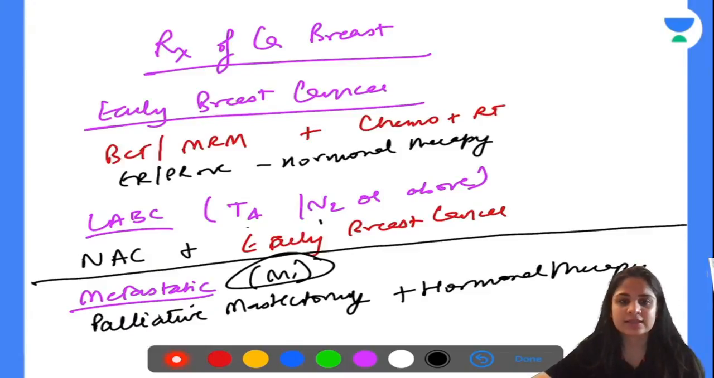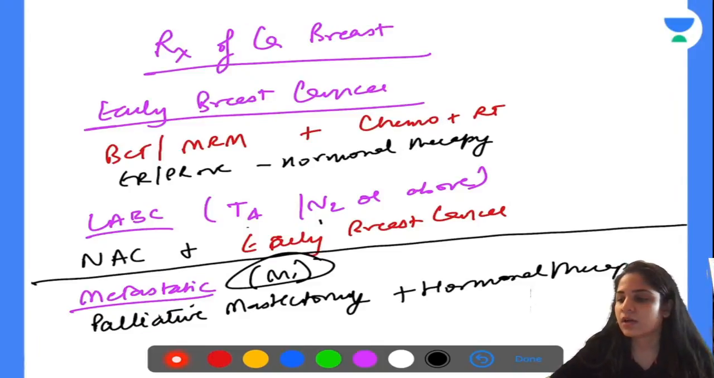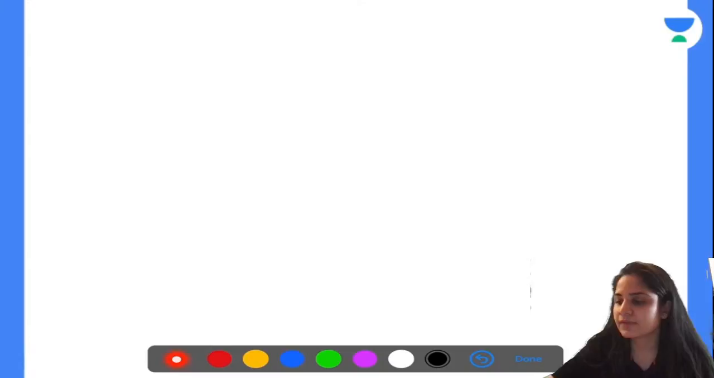For hormone therapy, we already discussed tamoxifen and everything. Hormone, if ER/PR is positive. Okay. Alright, so in breast, what have we seen today?